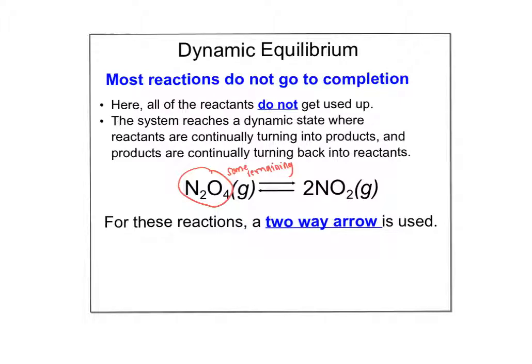So what's really going on here is we reach this dynamic state, this back and forth state, where some of the reactant turns to product, some of the product turns back to reactant. It's a constant thing. When we have an equilibrium, we use this two-way arrow to signify it is at equilibrium. The reaction can go in the forward direction and it can also go in the reverse direction.